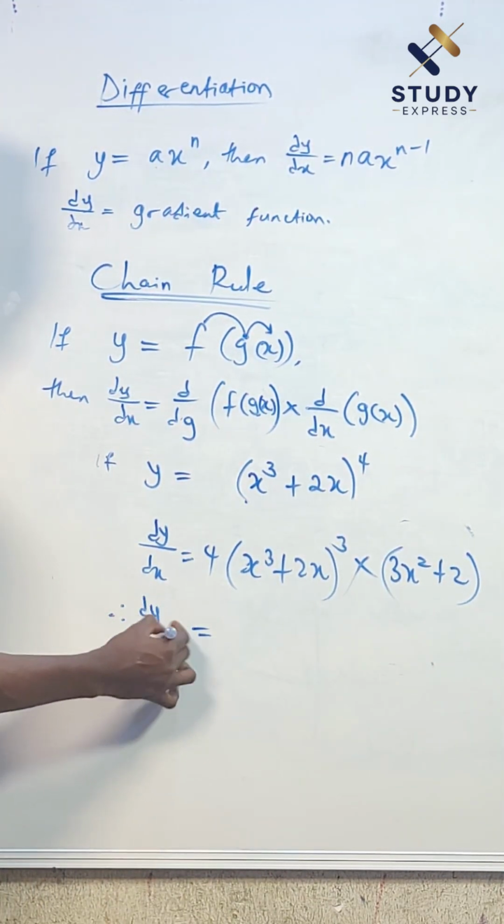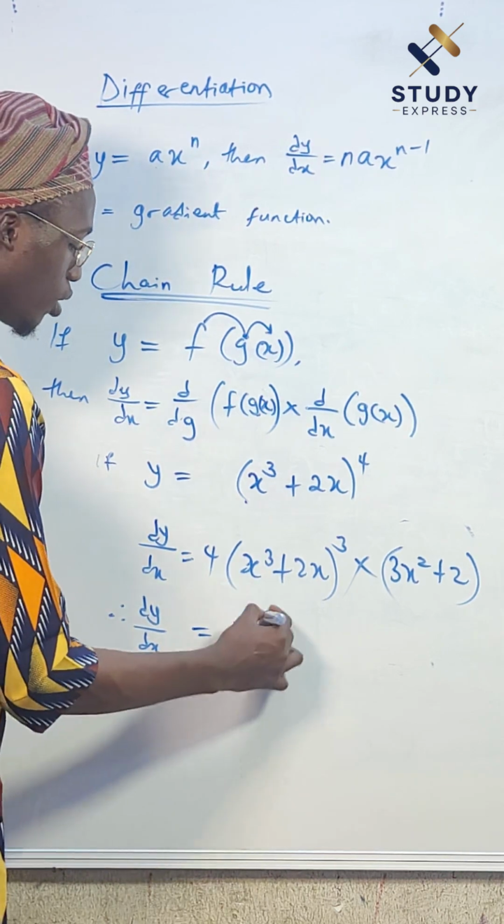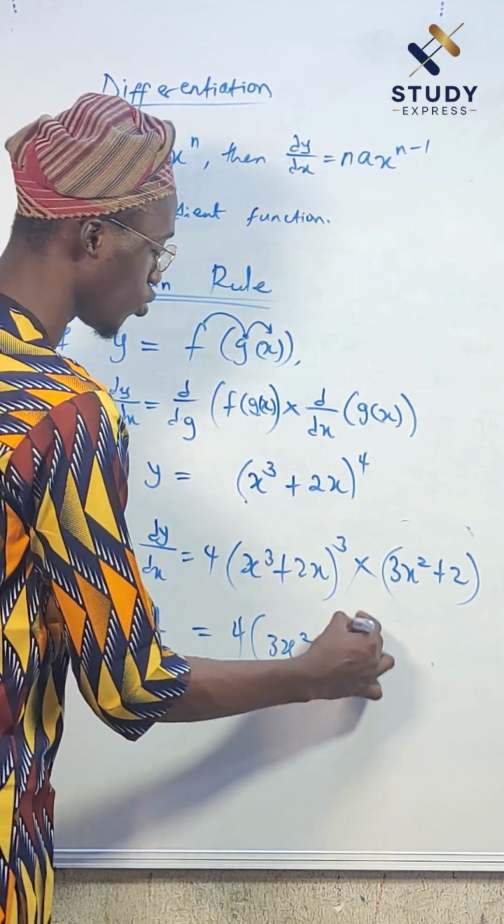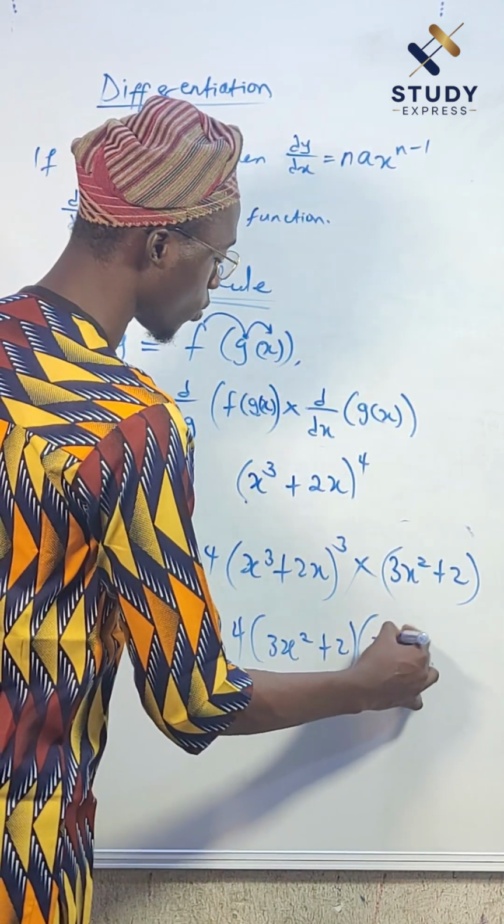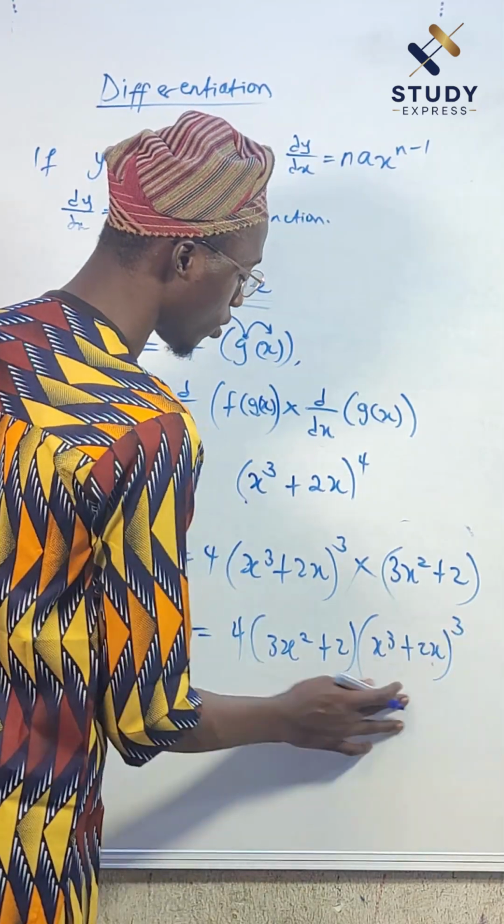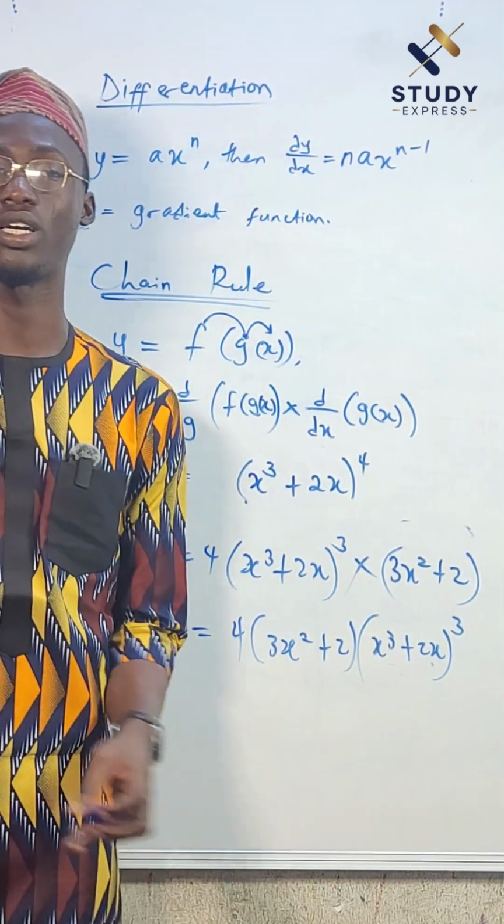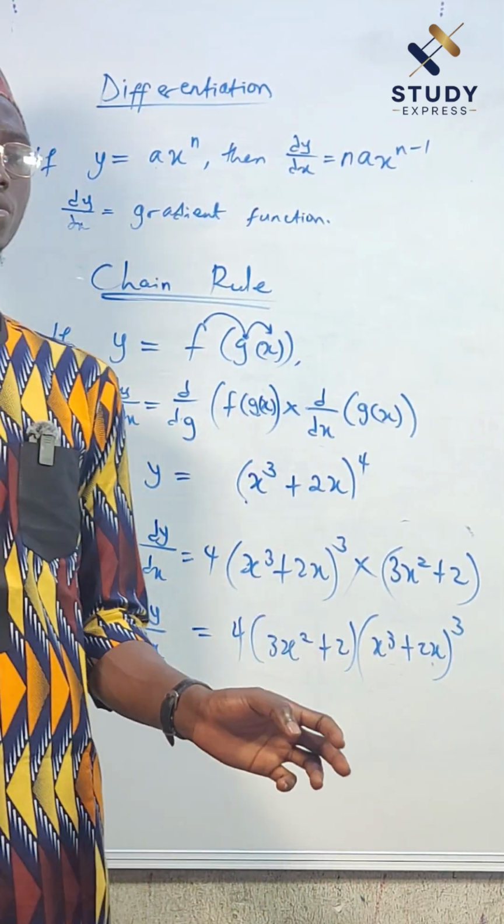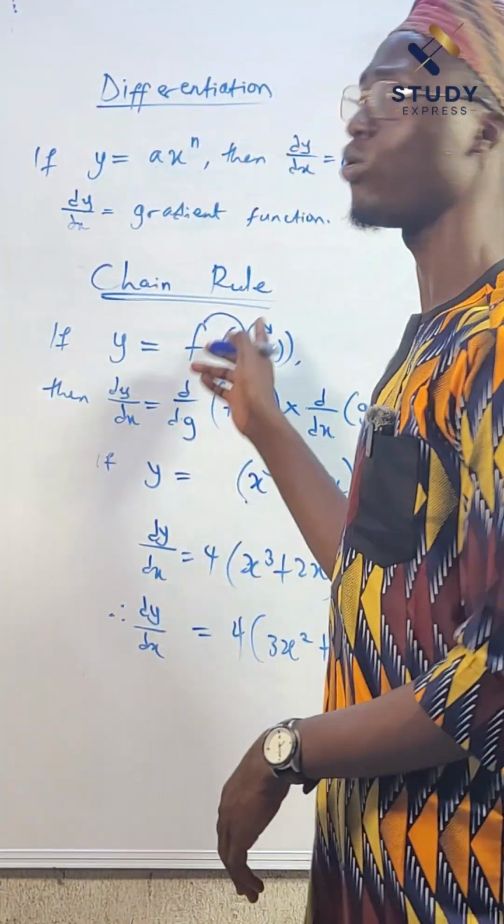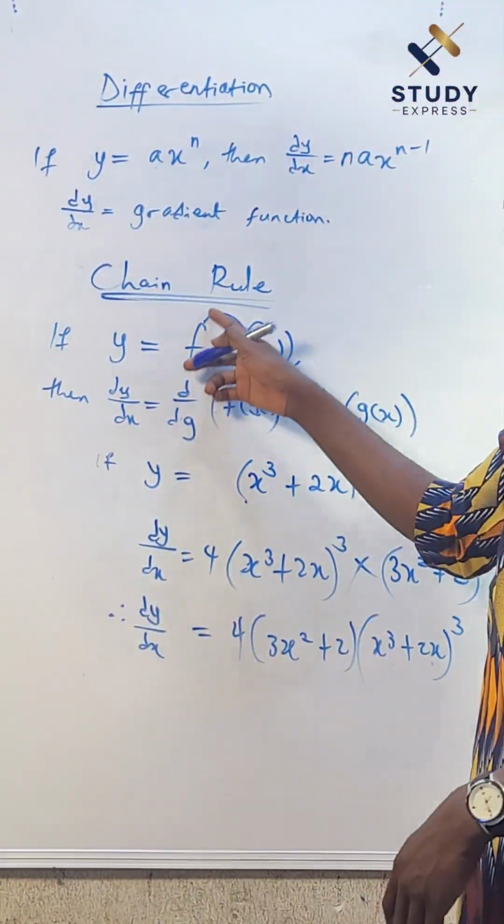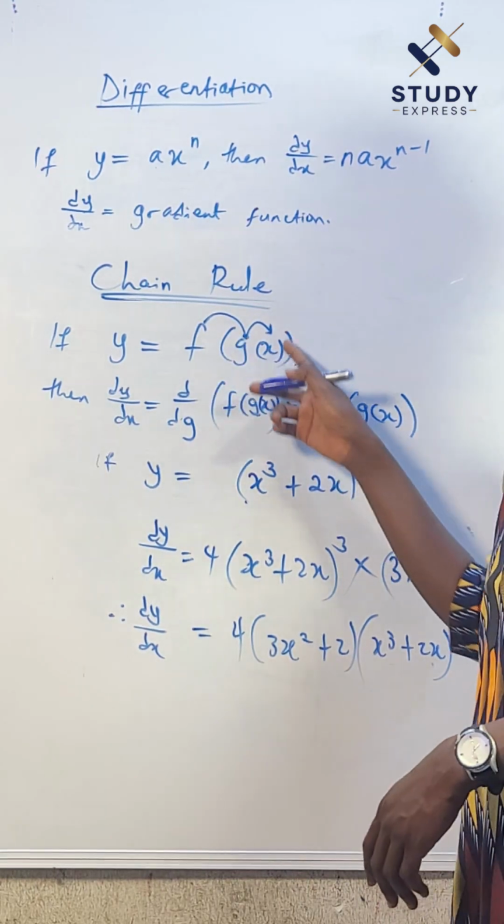So what's going to be the final answer? Therefore, dy/dx is going to be equal to 4 into bracket 3x squared plus 2 into bracket x raised to power 3 plus 2x all raised to power 3. And this is the final answer for your derivative. So this is how to do the chain rule. Every time you try to do questions on the chain rule, you can just always quickly remember this part. You differentiate with respect to g and then with respect to x.